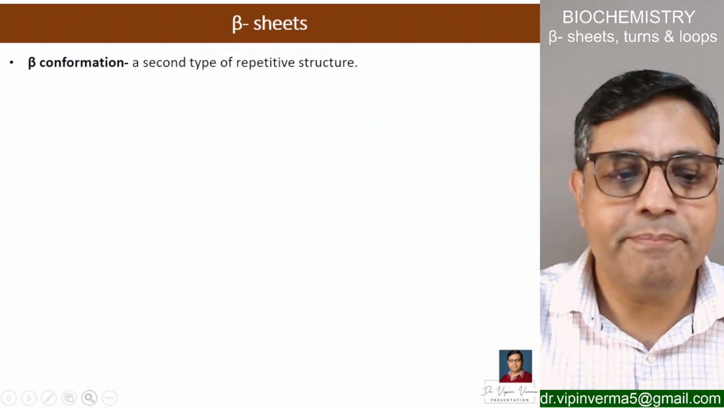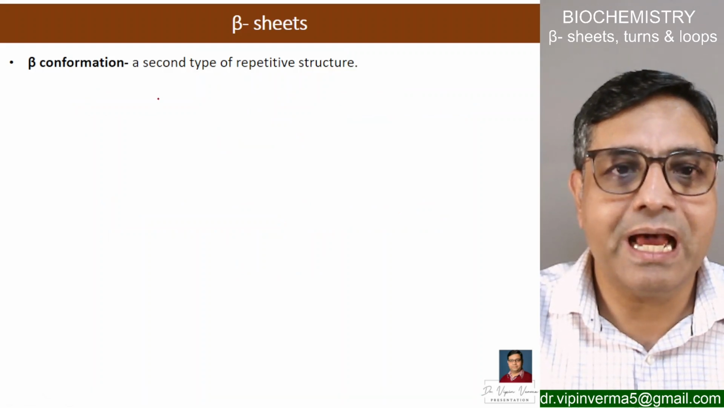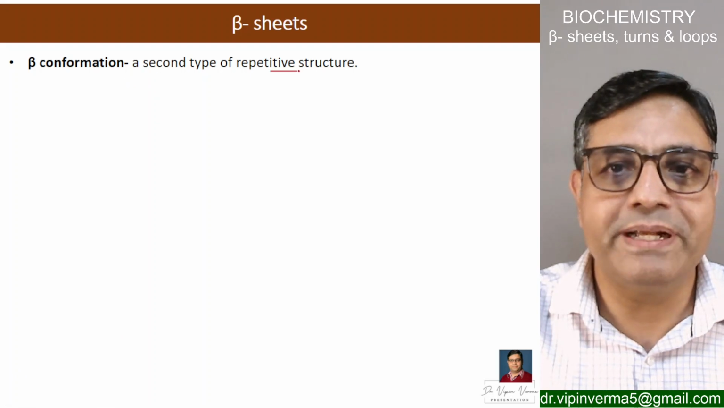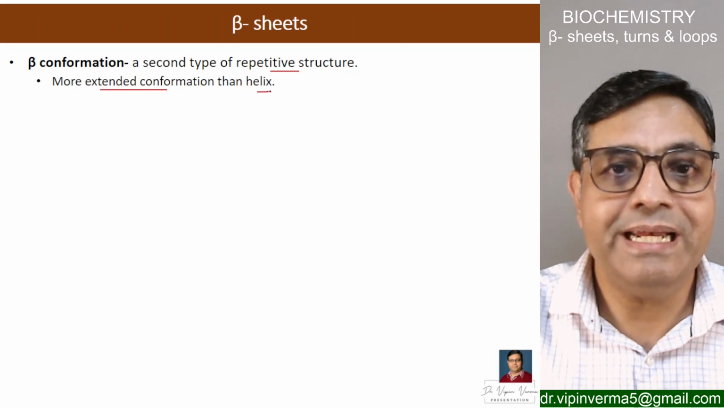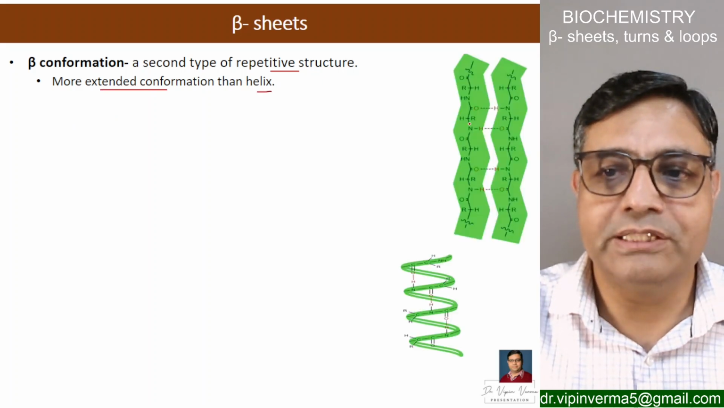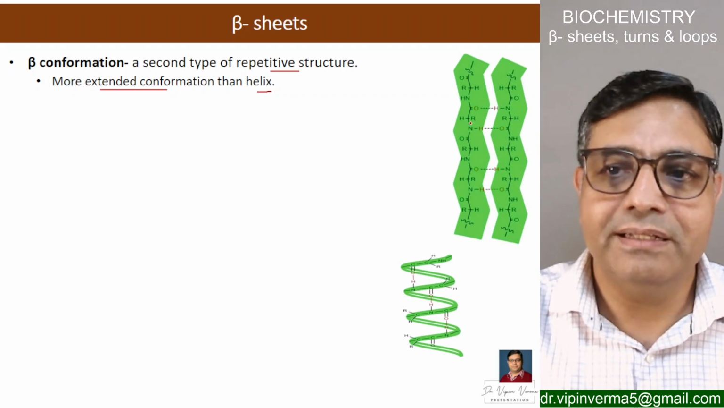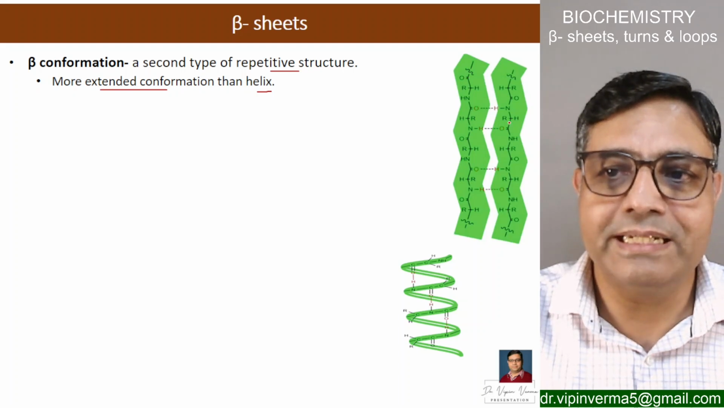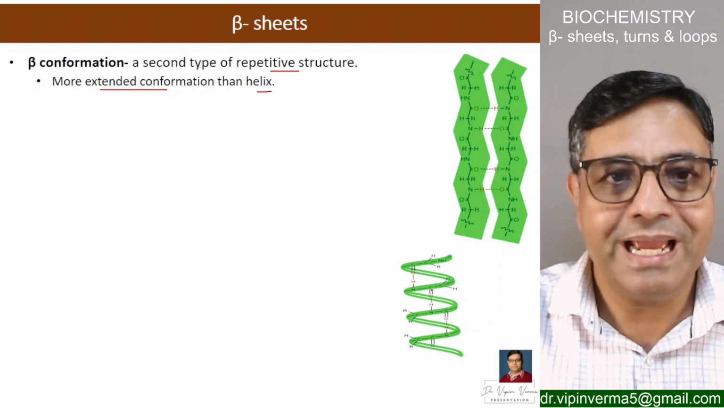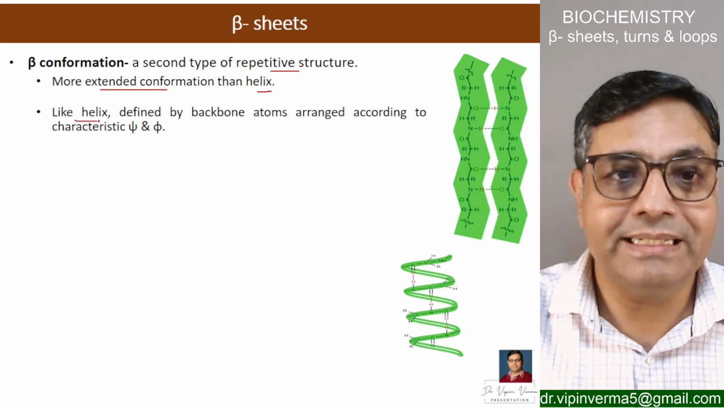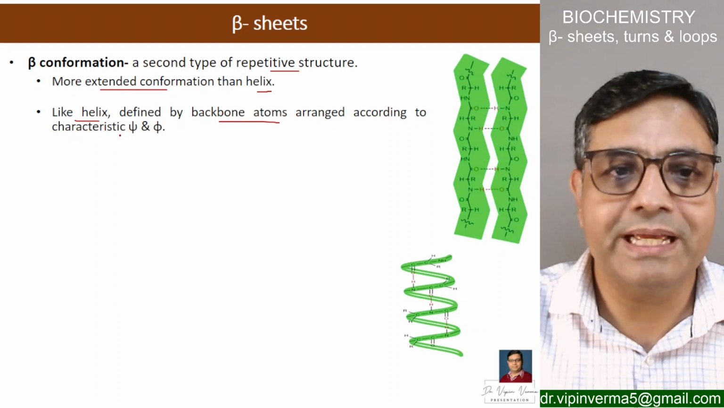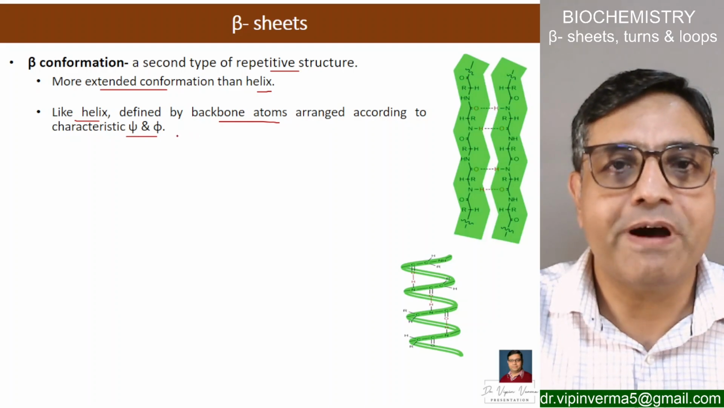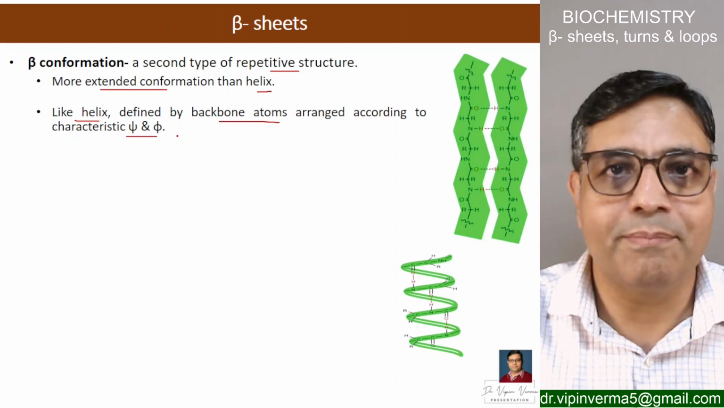Now, beta conformations are a second type of repetitive structures, okay, and they are a more extended conformation than the helix. So if you compare the structure of the helix with this particular sheet, you will find that the beta sheet has a more extended conformation as compared to the helix. But like the helix, they are defined by the backbone atoms, which are arranged according to their characteristic dihedral angles phi and psi. That is, we can use the Ramachandran plot.